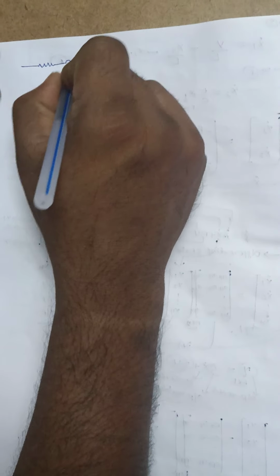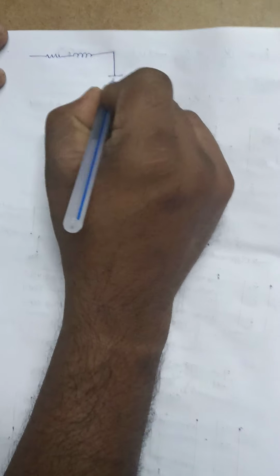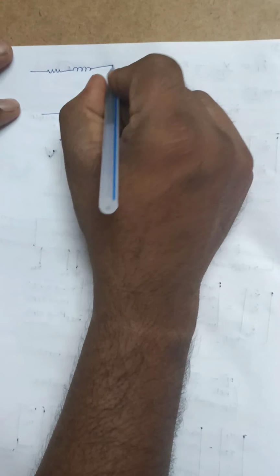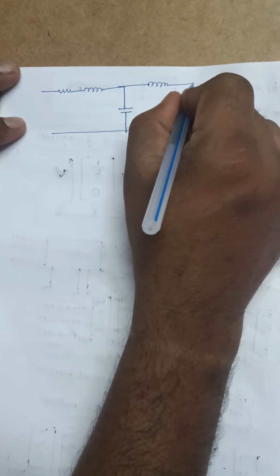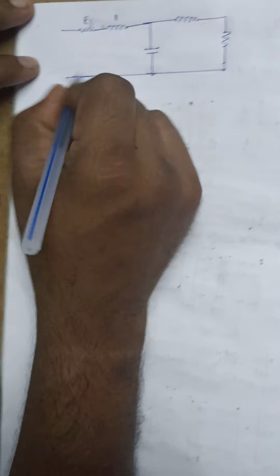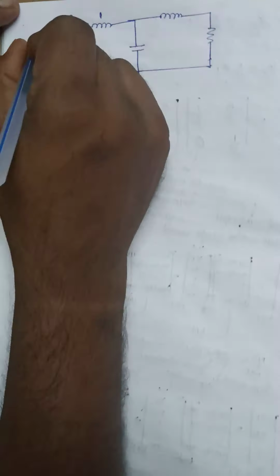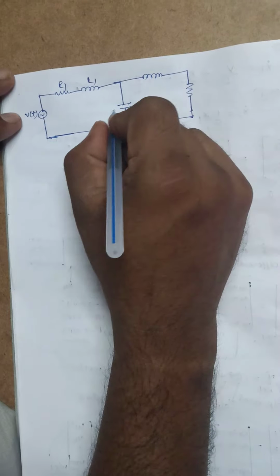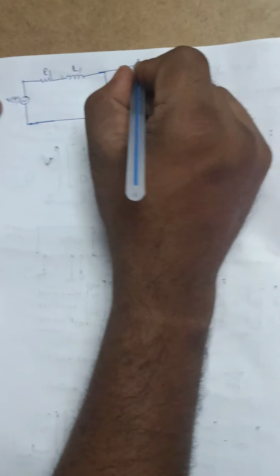You try for this network: resistance, inductance, and here it is capacitance, there is another inductance, and there is a resistance R2. Let us assume this is R1. I am applying the voltage here, V of t. Here it is L1, it is capacitance C, it is L2, it is the resistance R2.